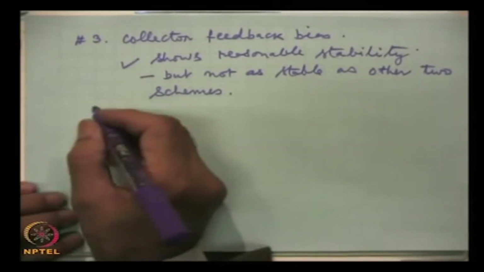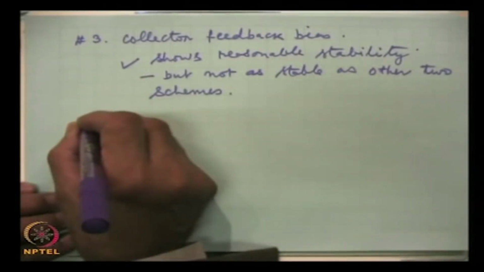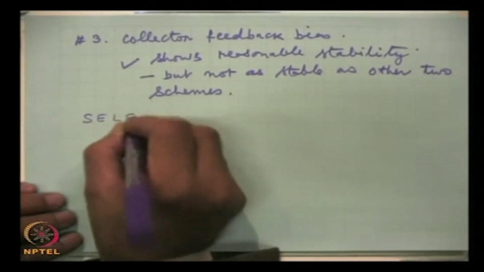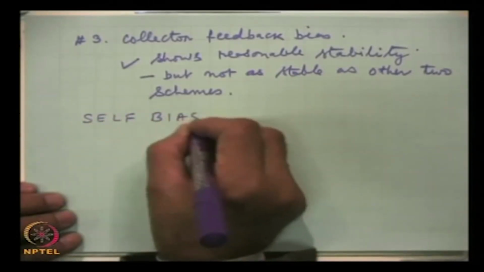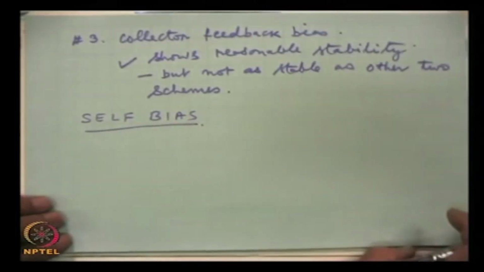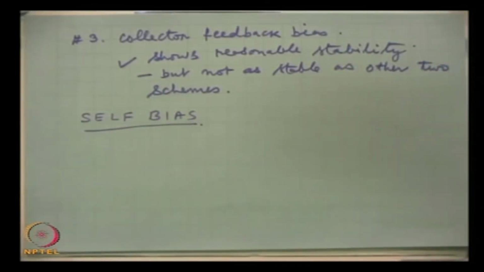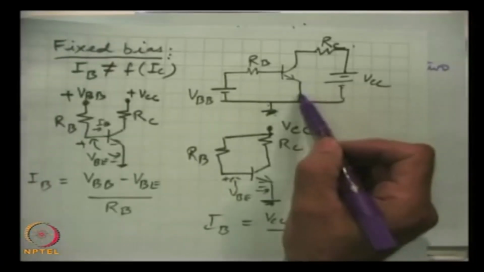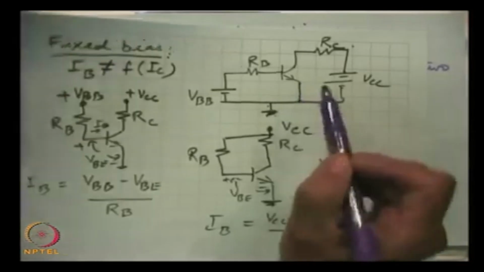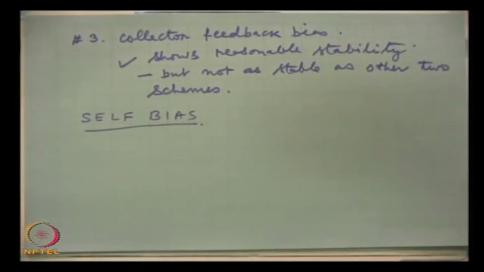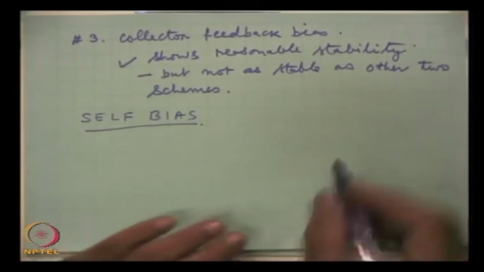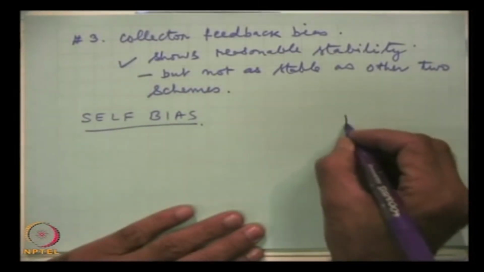So, let us first talk about the self bias. In this biasing scheme, one resistance which we call Re is attached with the emitter. You will see that in the fixed bias there was no resistance connected to the emitter, but in this scheme a resistance Re is connected. So, the circuit becomes this.